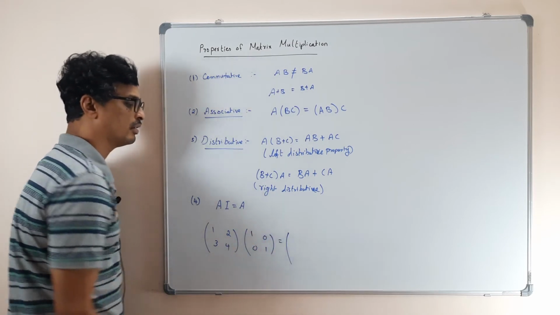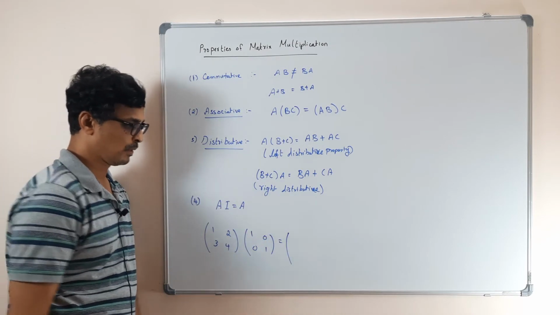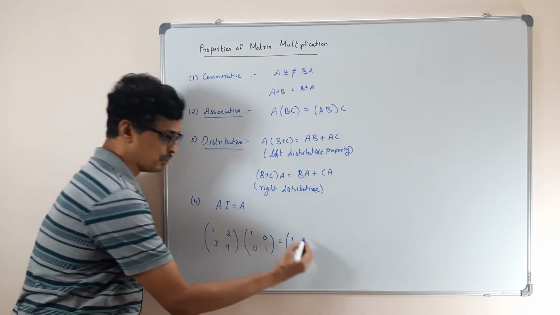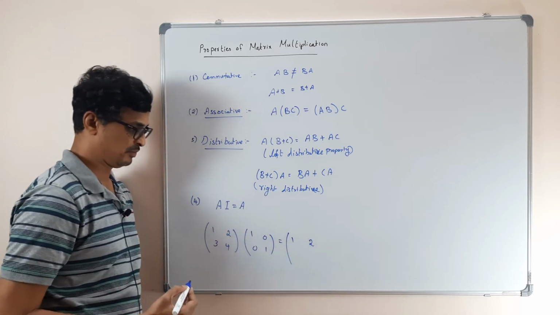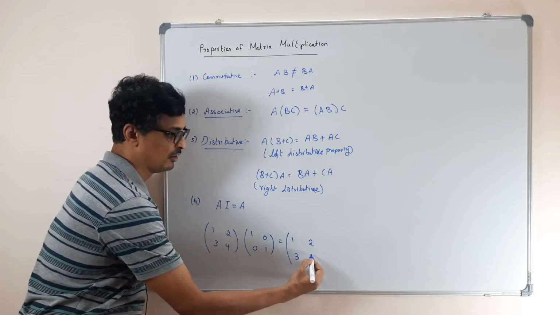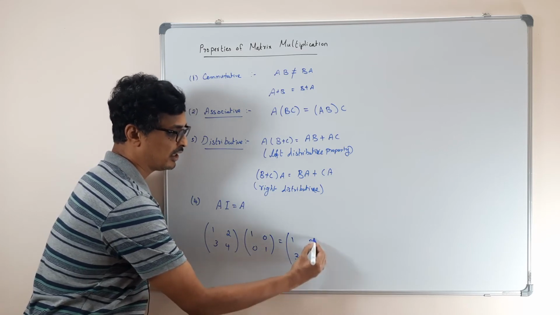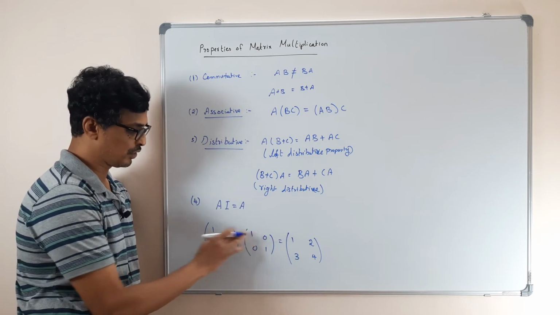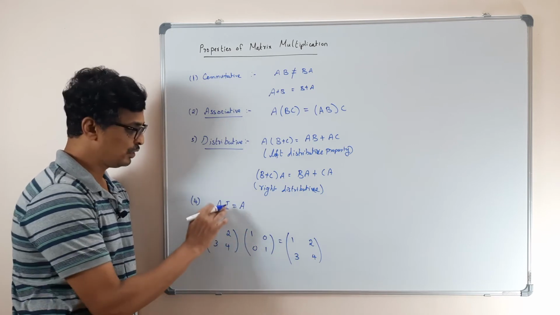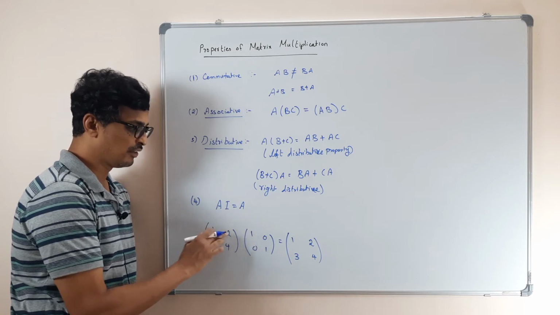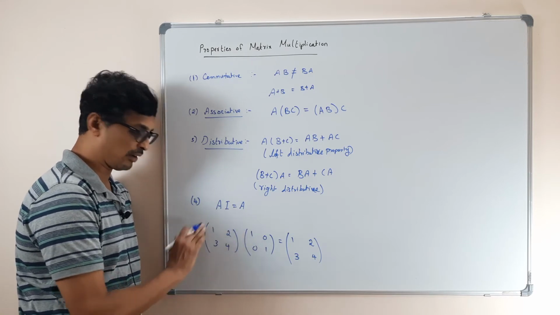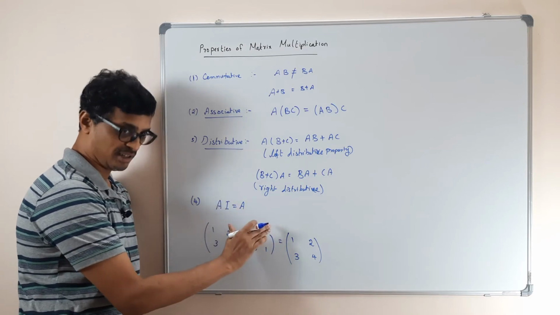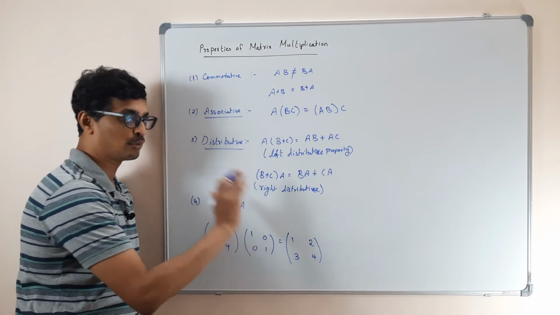Let us see the multiplication. Tell me: 1, 1, 2, 2, 3, 3, 4. Correct? They're coming because 1, 0 into 2, 2. So that's what the identity matrix will give you: any square matrix multiplied with the identity matrix of the same order will give back the same square matrix.